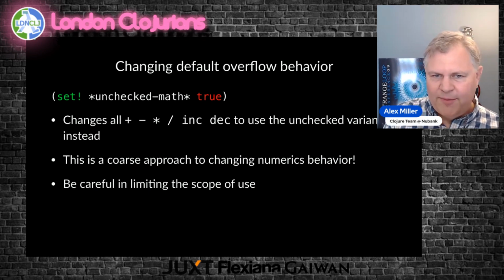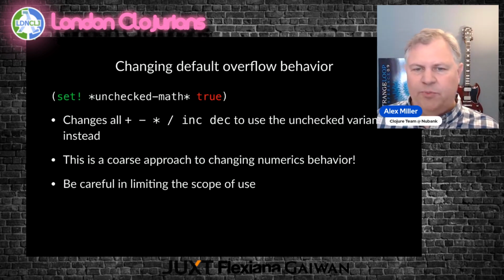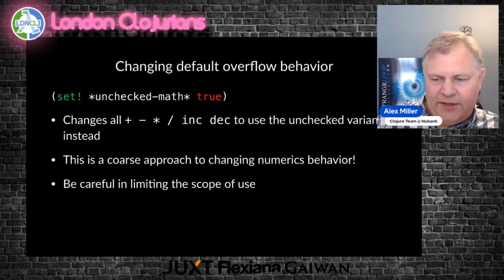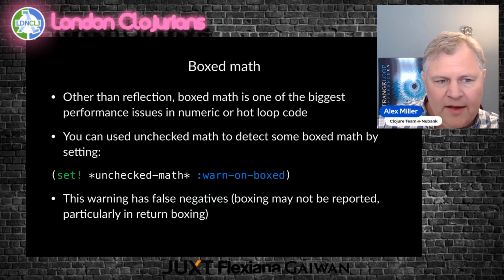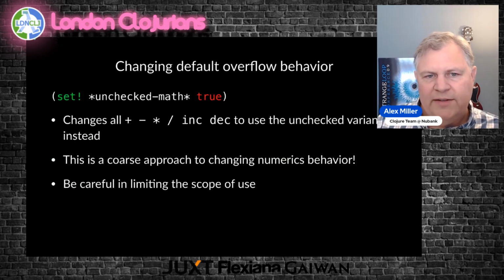So I would generally recommend not using unchecked math in this way, and instead using the explicit unchecked functions in places where you know that that's an okay thing to do. So that would be my recommendation. You might also want to get warnings about when boxed math is happening. And so you can actually do that right now by setting unchecked math to the logically true value, the keyword warn on boxed.